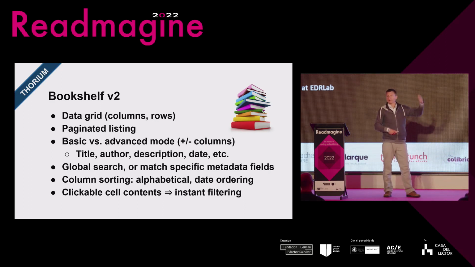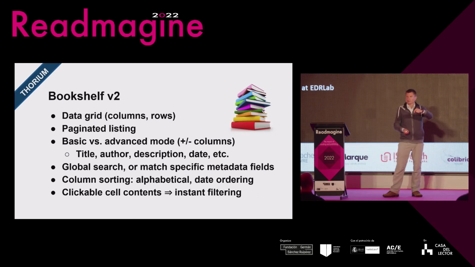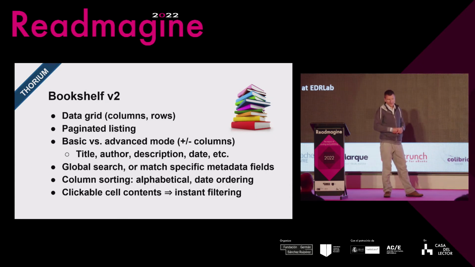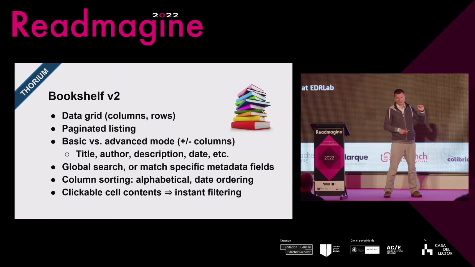For example, I can sort alphabetically the author names, or I can also sort in the time domain, like the publishing dates. So which is the most recent published book or the oldest one. Every cell in the table is clickable. I'll show you that in the next slide.